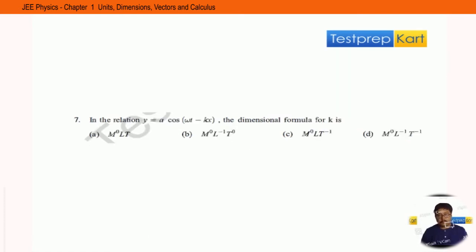Now, question number 7. It is a very, very important question. It is in wave equations. Y is equal to A cos omega t minus kx. My dear friends, the thing that we have applied over here is really important. Y is equal to A cos omega t minus kx, where we need to find out the dimensions of k. Right?